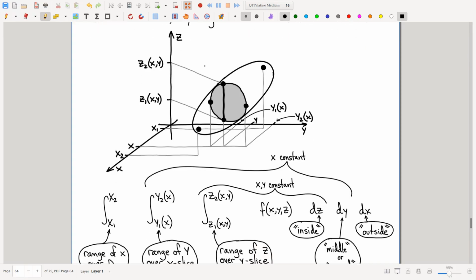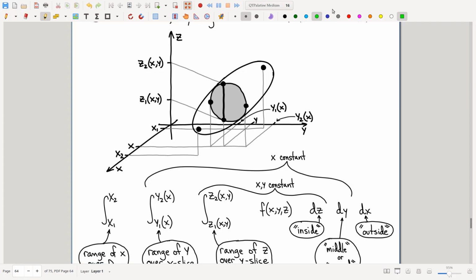I made up some random solid, whatever, non-rectangular. Arbitrarily, I'm going to do my slicing in this order right here. Doesn't matter, there are 6 different options. I got to pick one so we can actually do it.